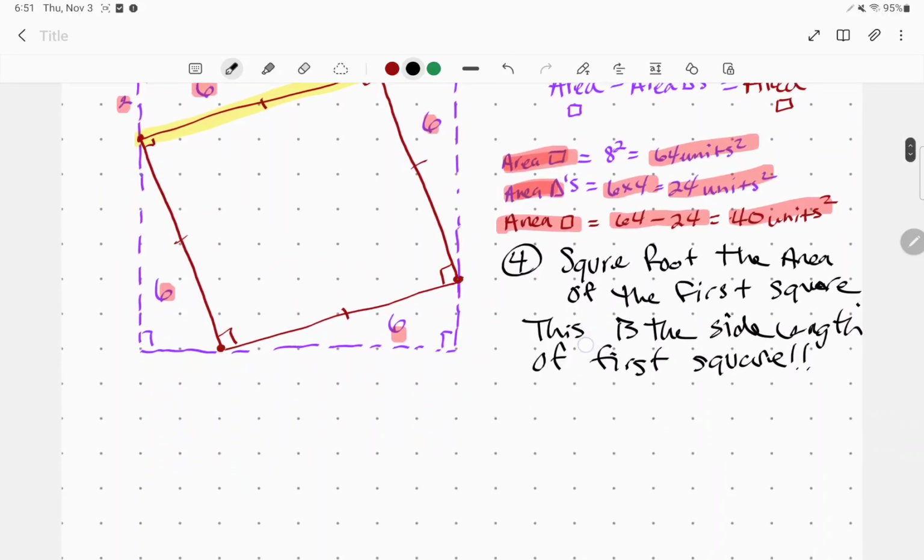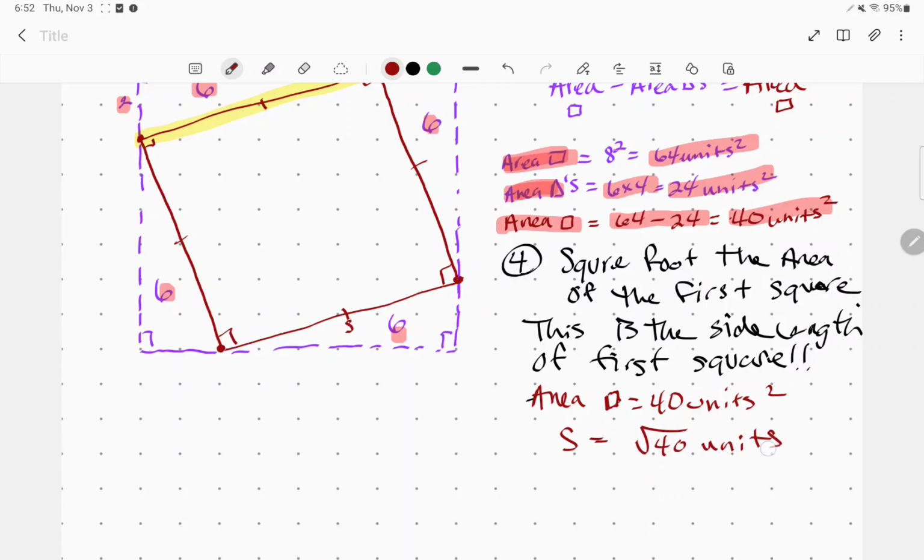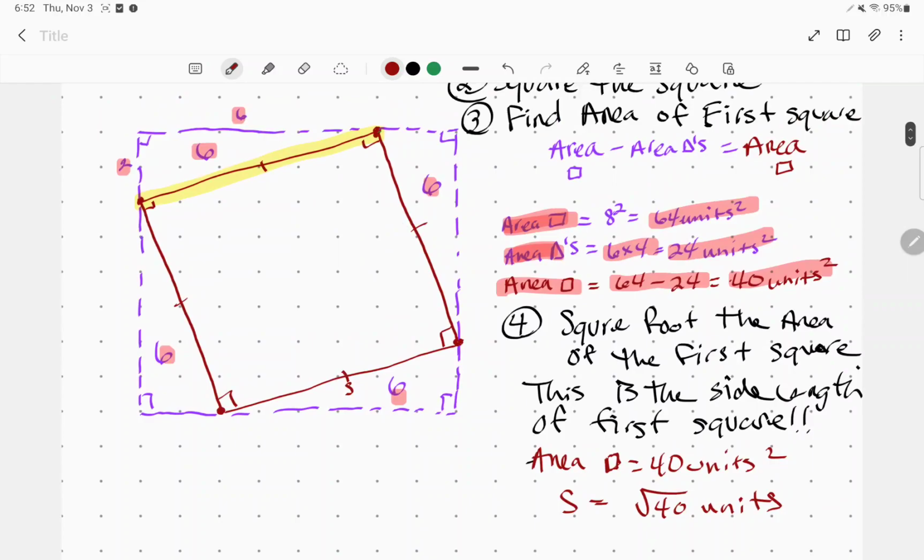So what that looks like is, I'll do this in red just to keep it consistent here. If we know the area of our square there is 40 units squared, then the S, which is the side length, is going to be equal to the square root of 40 units. Okay, so that's the side length, and that's the distance right here. So the length of that line, that side length, is the square root of 40 units. So the distance from there to there.